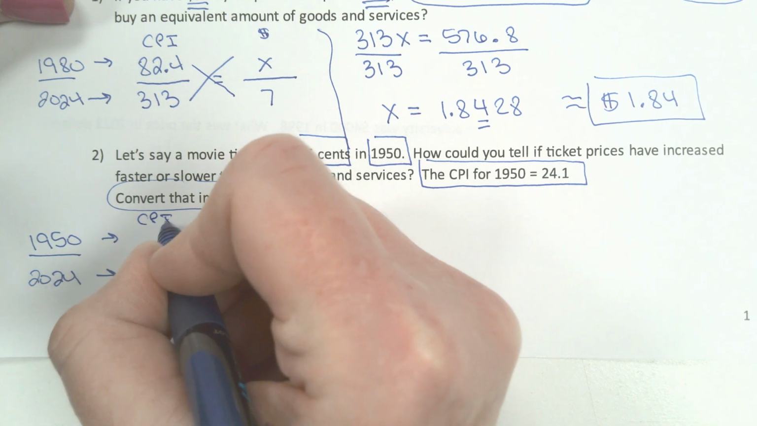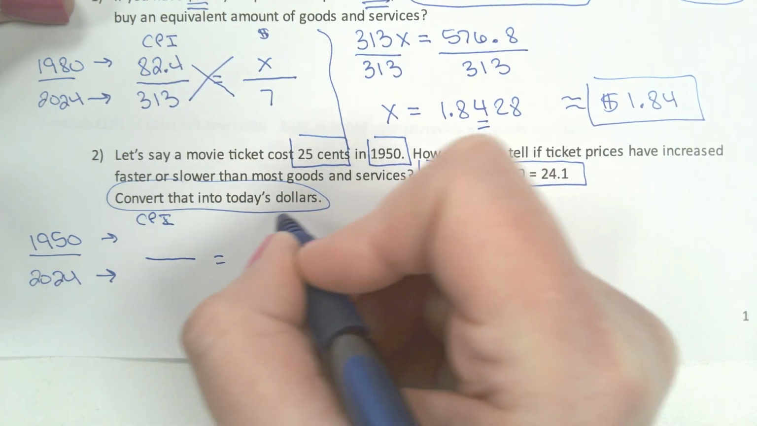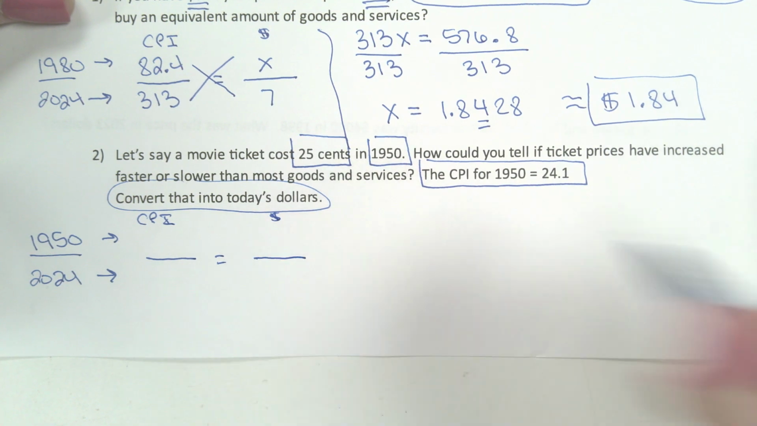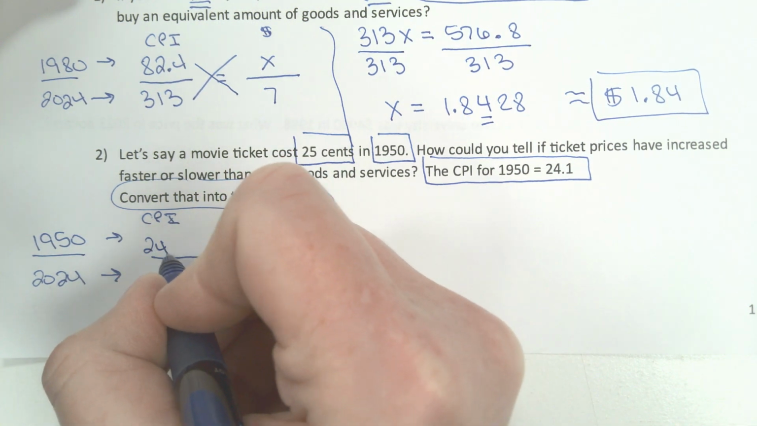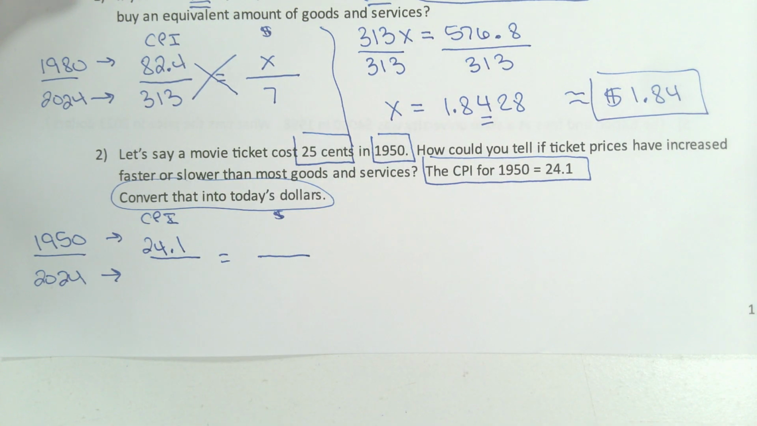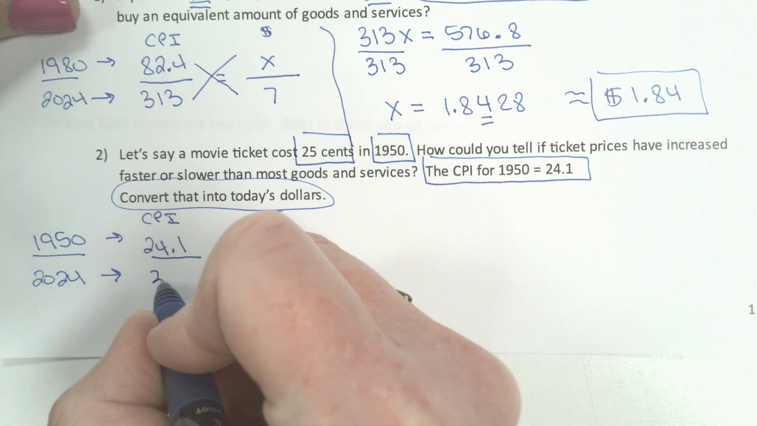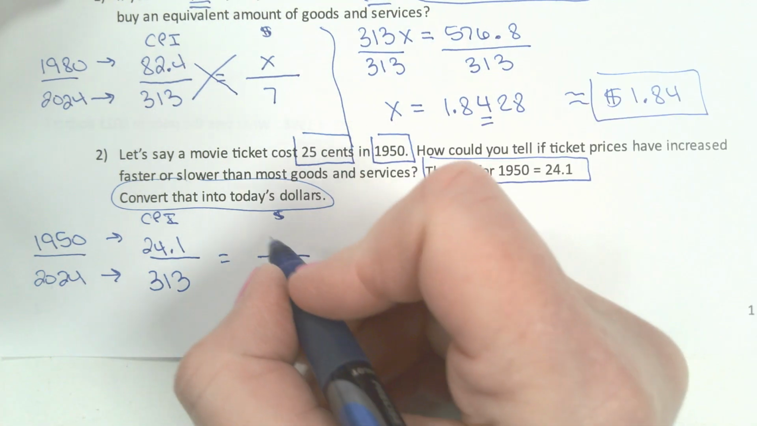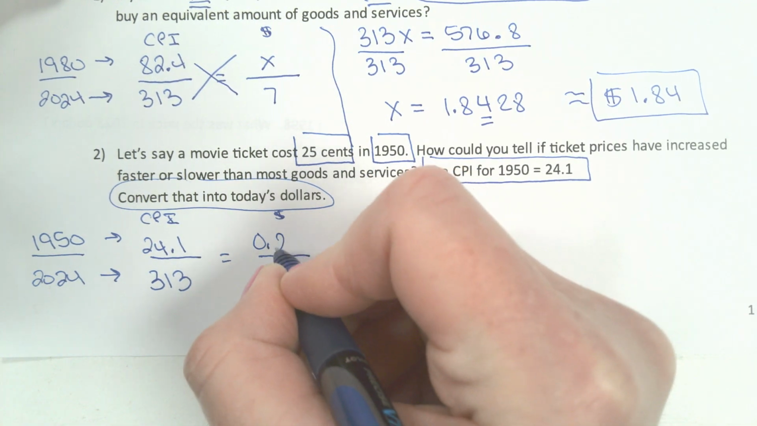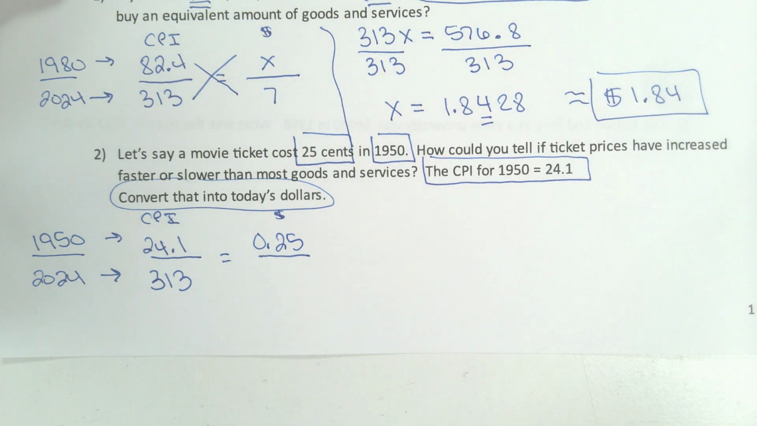All right, so my first fraction is going to be the CPI, and the second one is going to be the money. In 1950, the CPI was 24.1, and in 2024, it is 313. In 1950, it was 25 cents. I'm going to write that as a decimal, 0.25. And I'm wondering, what should it cost today?